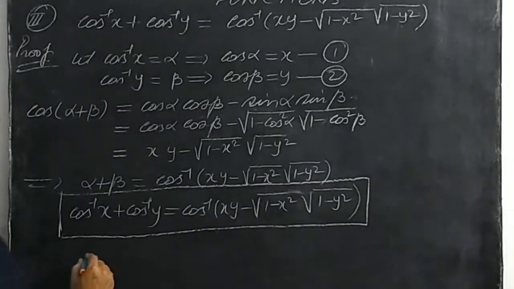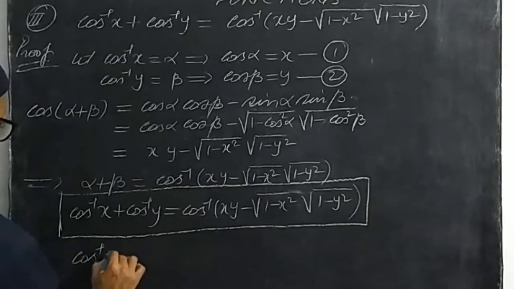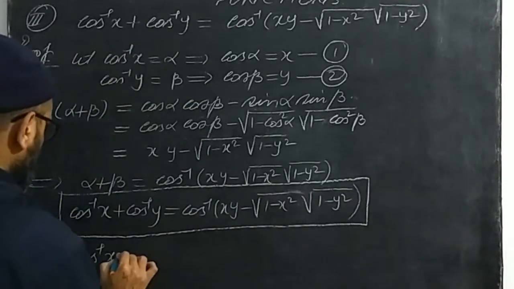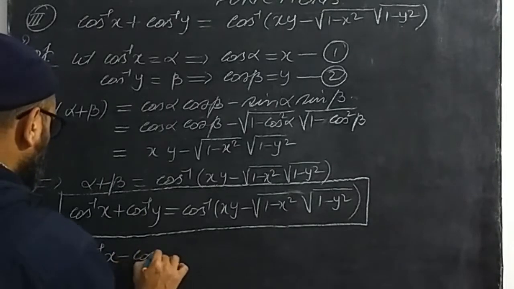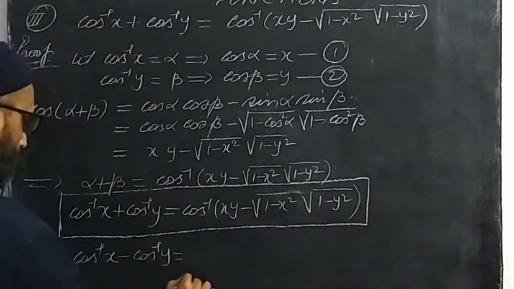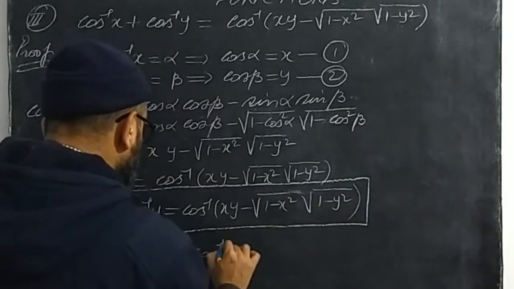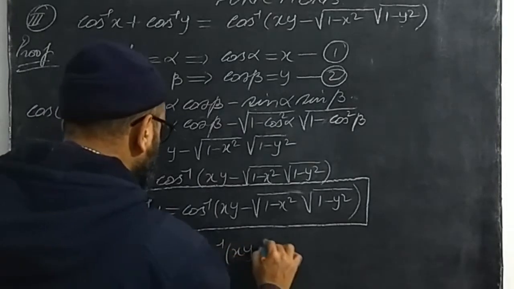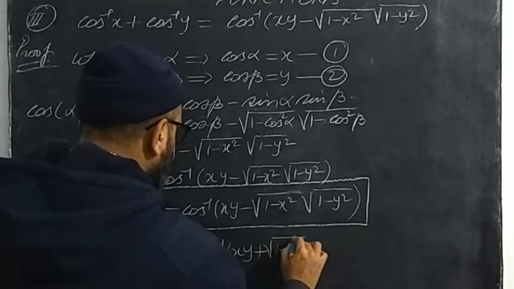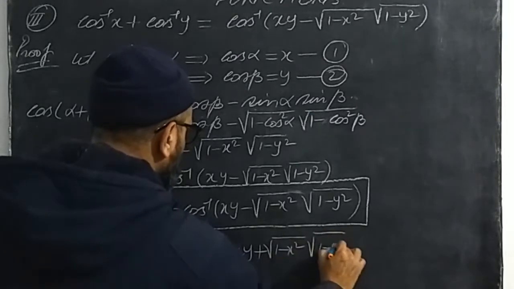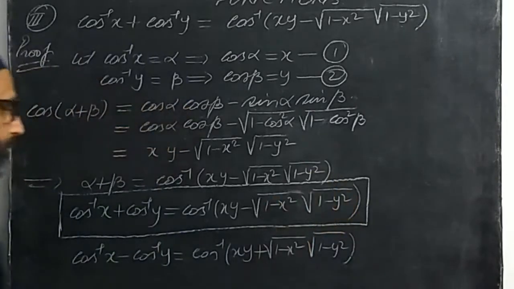Now in the same way, the second formula in cosine inverse, which is cos inverse x minus cos inverse y is equal to cos inverse of xy plus under root 1 minus x square under root 1 minus y square, may also be proved in the same way as we have done this one. So this one you will have to try yourself.